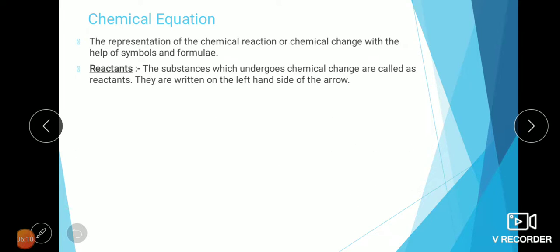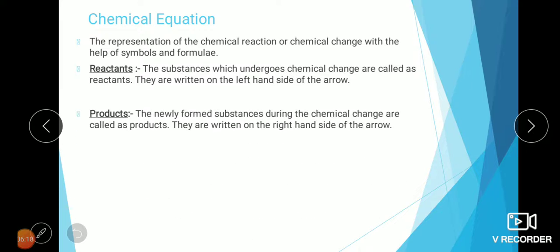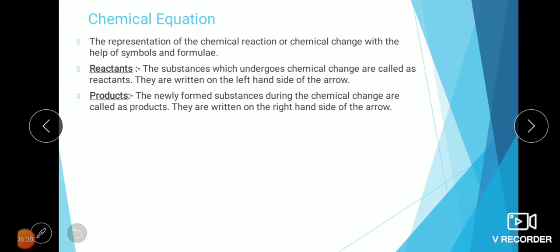So, now what are reactants? The substance which undergoes chemical change is called a reactant, and it is written on the left hand side of the arrow. What are products? The newly formed substance during the chemical change is called a product. It is written on the right hand side of the arrow.